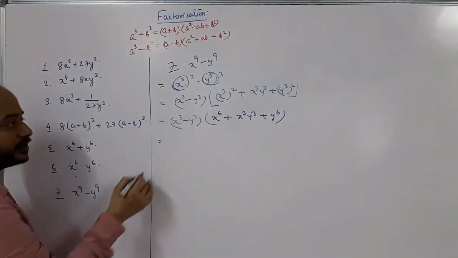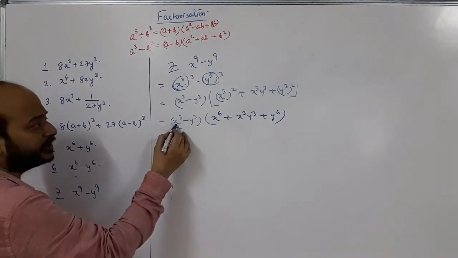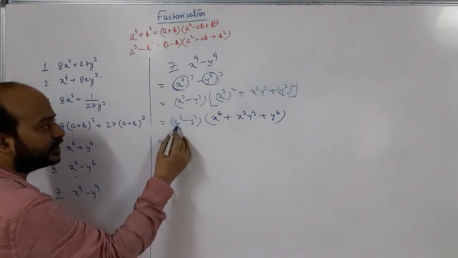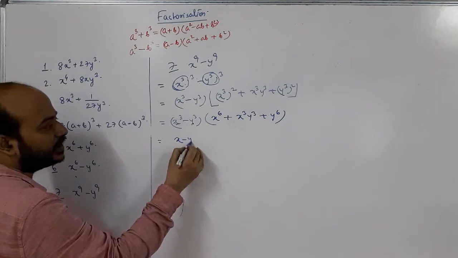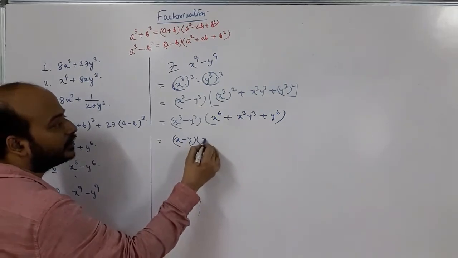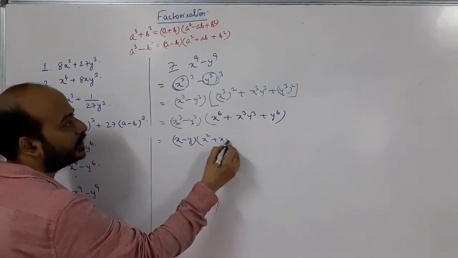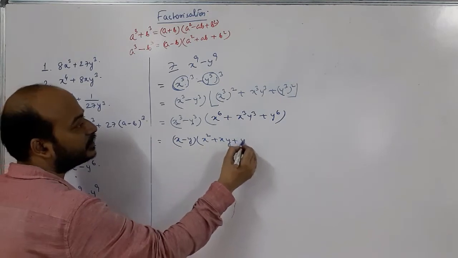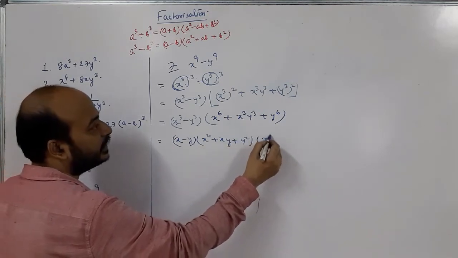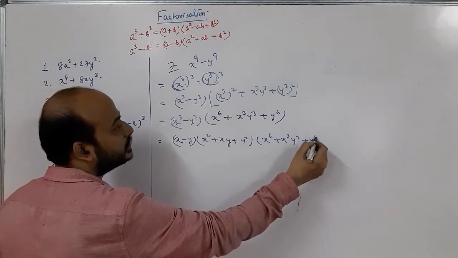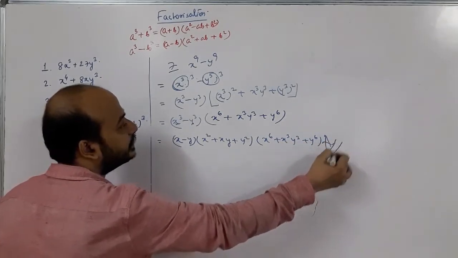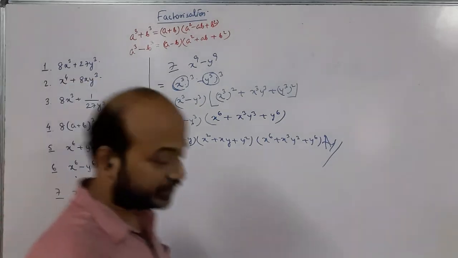Okay, it's not completed yet. Again I can factorize this one in the form of a cube minus b cube. So again a cube minus b cube means a minus b, a square plus ab plus b square, and then x6 plus x cube y cube plus y6. So that is the final answer. Okay, understand?